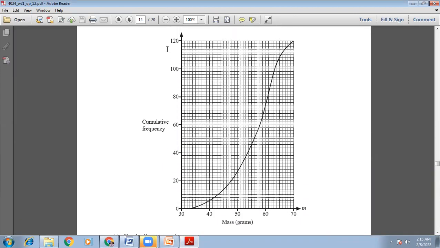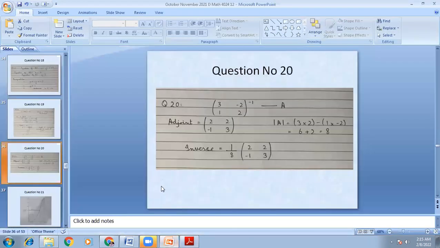If you want to find out the median, the total cumulative frequency is 120. We will find 50% of that cumulative frequency. 50% of 120 will be 60. So on the y-axis, find the 60. From there, go to the graph, and when you touch the graph, check what's the value on the x-axis. That will be your median. Let me show you.